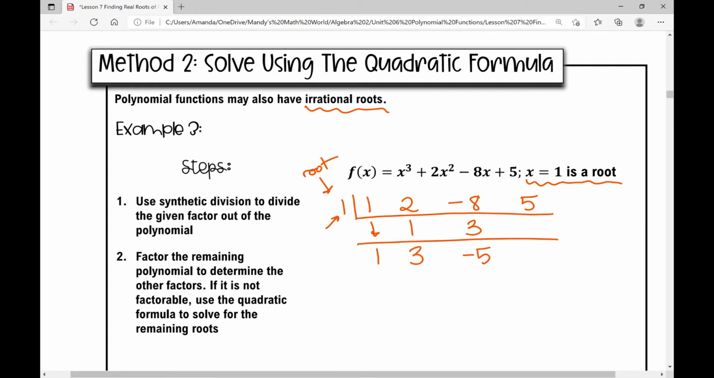Now I'm going to multiply again. -5 times 1 is -5. And I add and get 0 as my remainder. Again, that remainder is 0, which confirms x equals 1 is a root.